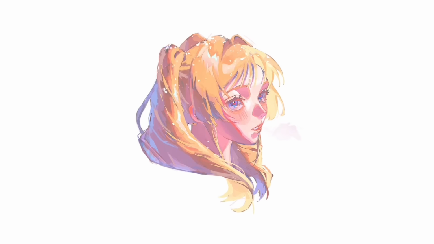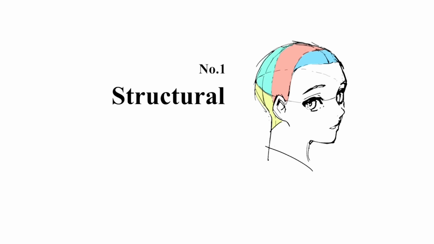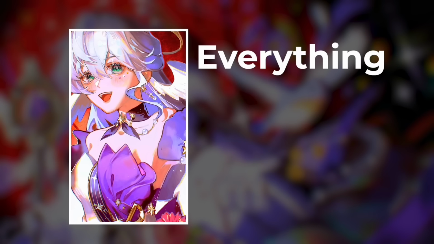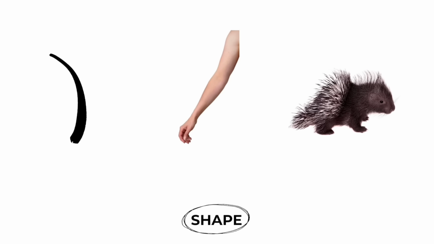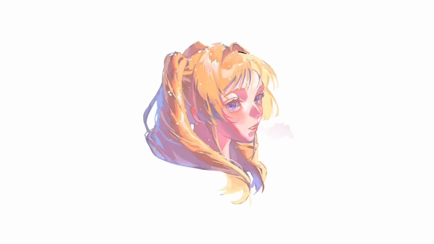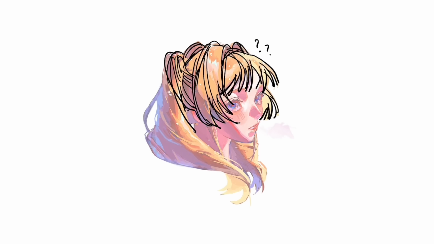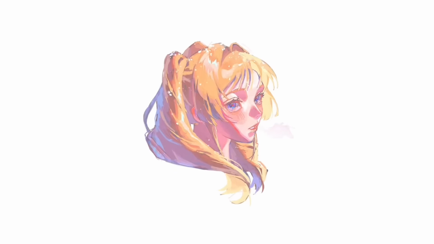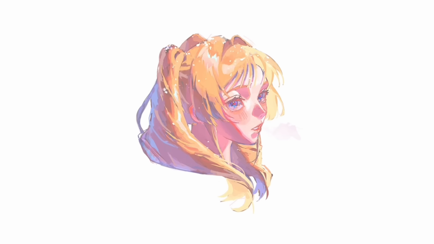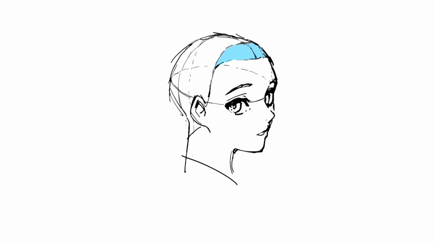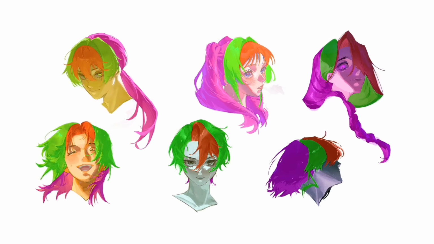It all started from understanding key fundamentals such as structural understanding, or the boring anatomy stuff. Alright, let me start by saying everything is a shape. From a single line to your arm, porcupines, all forms can be understood by simple geometric shapes. Hence, there is no need to draw everything as an individual line. Instead, break things into shapes like a 3D artist. If you look closely or observe its overall shape, the hair flow always follows a specific direction like a water stream and creates a structural shape from front, side to back, based on different hairstyles.